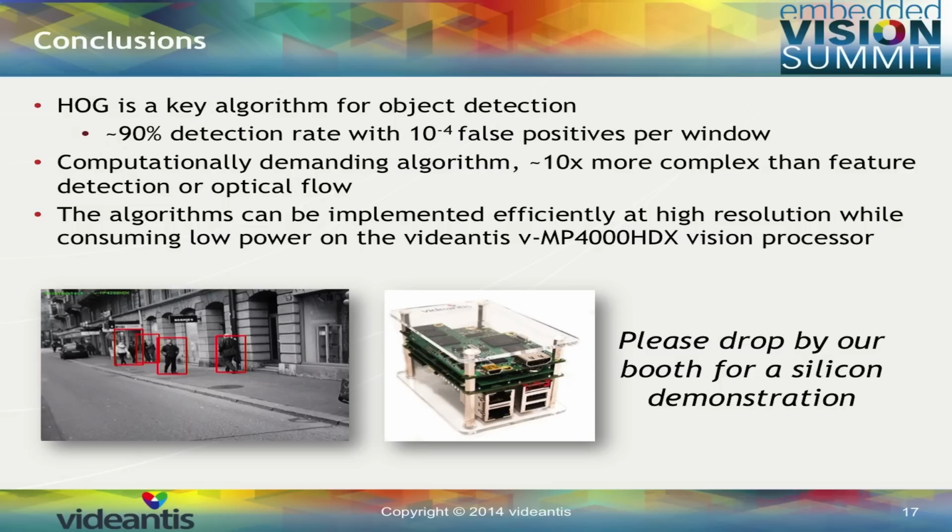It detects, so there are some false positives, but there's about a 90% detection rate. So probably you need to do a few more things around it if you really want to get to 100% accuracy. The algorithm is very demanding. It's about 10 times as complex as feature detection or optical flow on the full frame. And we've seen that we have a very efficient implementation on our vision processor.